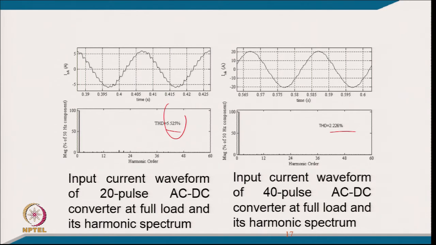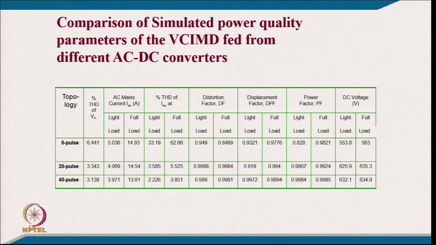You can consider an LC filter, and the leakage reactance of the transformer you can adjust to further reduce the THD. And you can compare it because it starts from 6 pulse. So, you can see the THD at full load for 6 pulse with capacitive filter is not 32%, it is 62%, and from 62% for 20 pulse you are able to reduce to 5.5%, and for 40 pulse it is able to reduce to 3.8%.